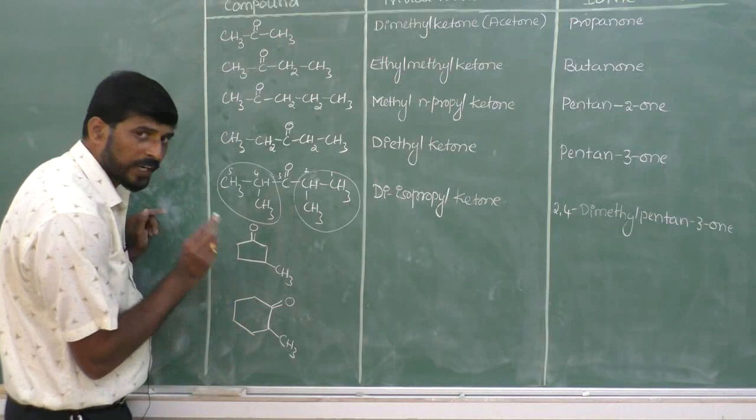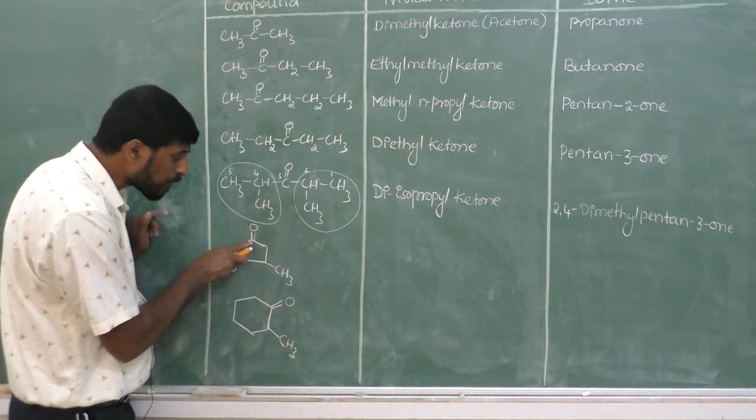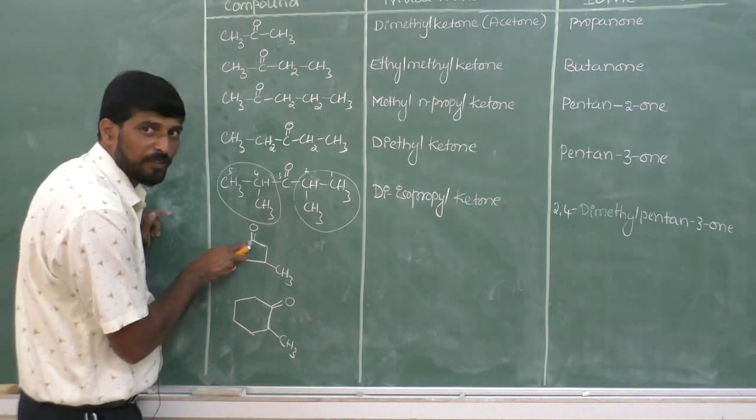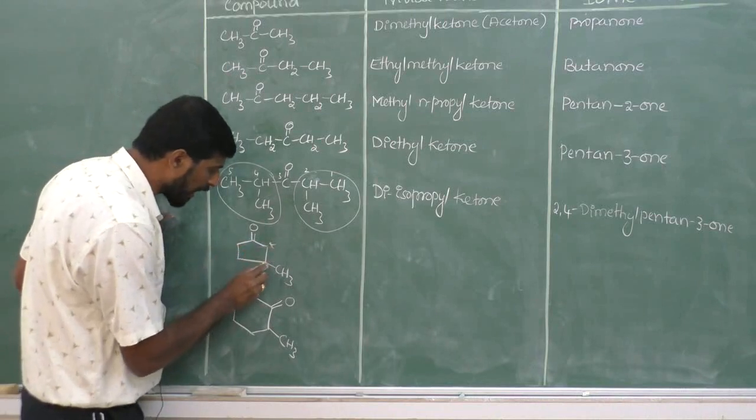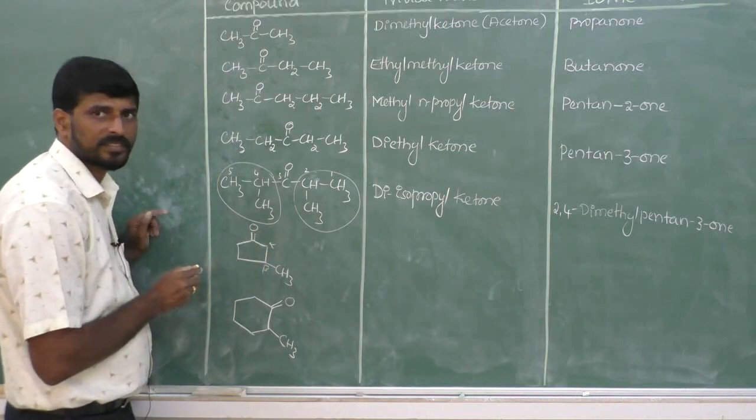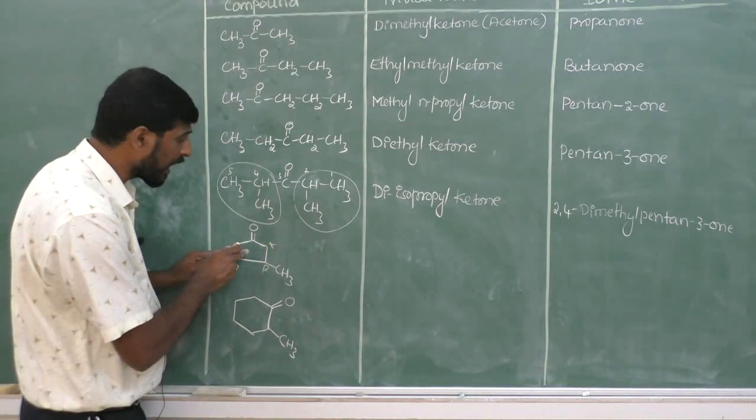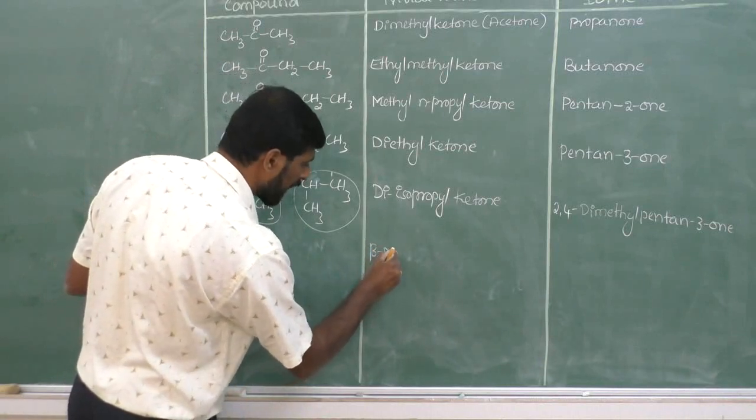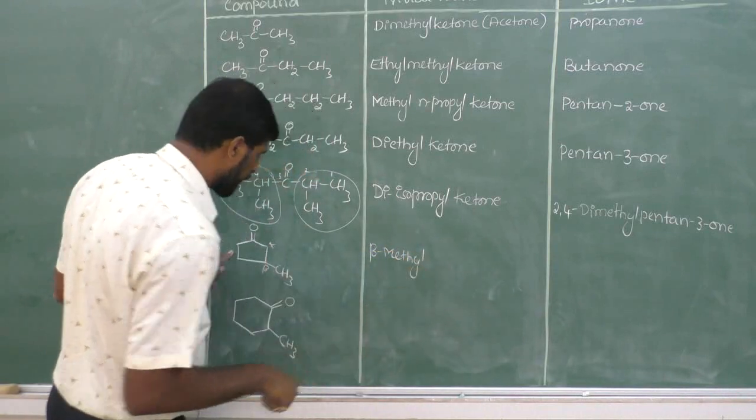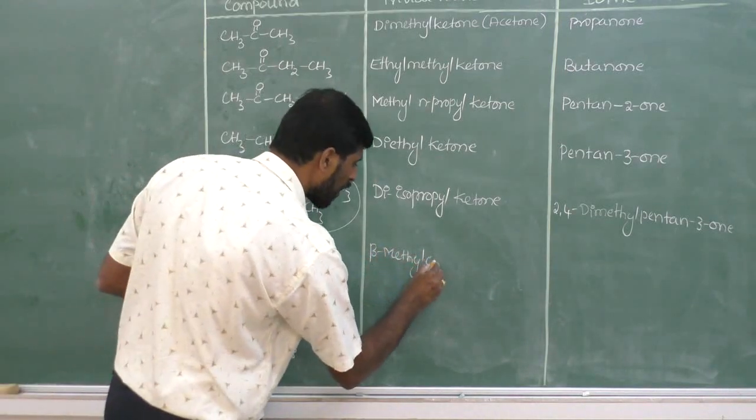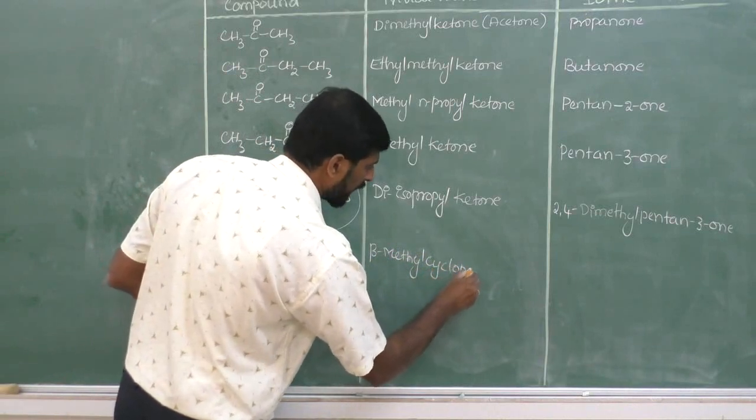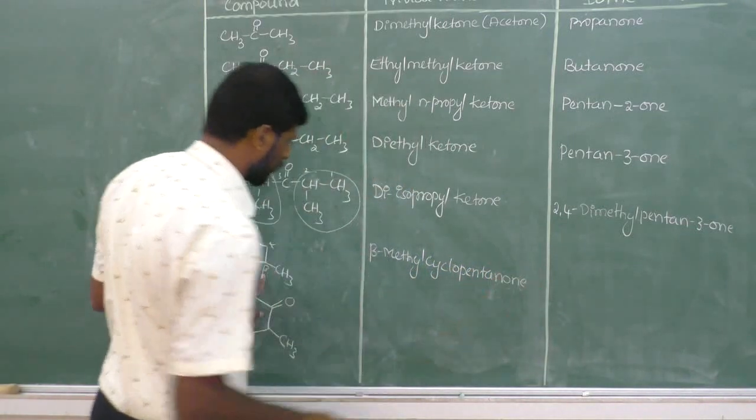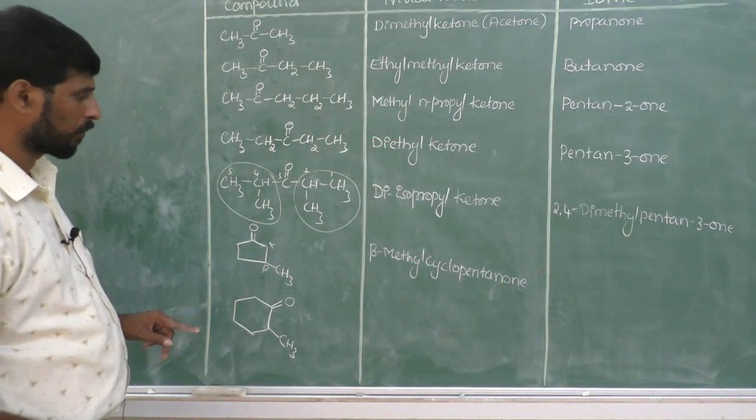Next, come to this. Students, we will make one mistake here. This is the functional group. The next carbon atom is this one. This is not the alpha. This carbon atom is alpha and this is beta. So, therefore, what is the name? It is nothing but beta-methylcyclopentanone. Beta-methylcyclopentanone.